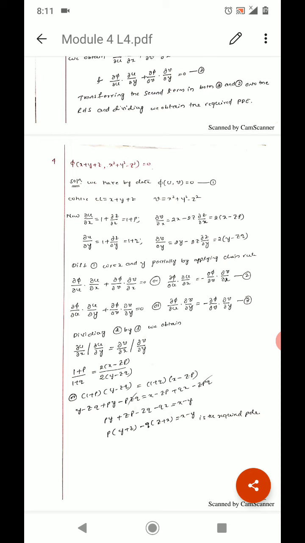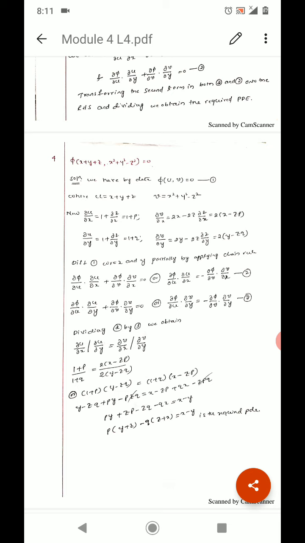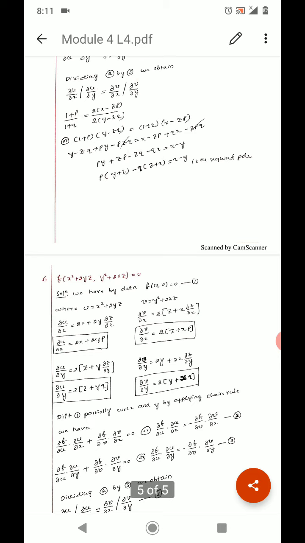So from the problem we have del u by del x, del v by del x, del u by del y, del v by del y. So substitute all these values in the standard equation. We obtain 1 plus p divided by 1 plus q, which is equal to 2 of x minus zp divided by 2 of y minus zq. By cross multiplying and solving this, we obtain p of y plus z minus q of z plus x equal to x minus y, which is the required partial differential equation.